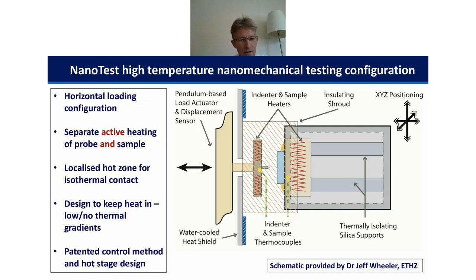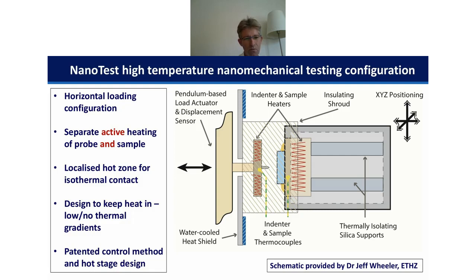Here it's shown schematically that we have separate active heating of the probe and the sample, and we can have thermocouples on the indenter and the sample to record those temperatures. What isn't shown here, but what we often do, is have a separate thermocouple on the sample surface. That sample thermocouple is not for control, it's just for providing an accurate measurement of the surface temperature.